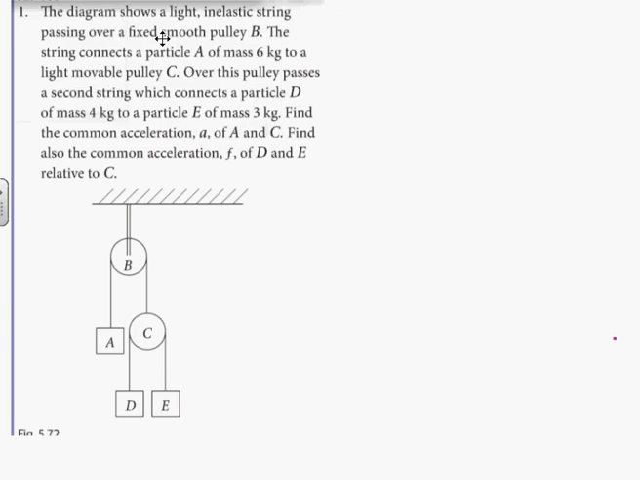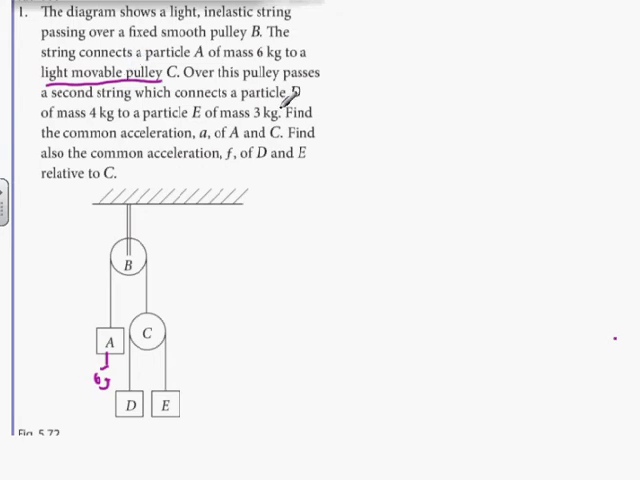The diagram shows a light, inextensible string passing over a smooth pulley. The string connects particle A of mass 6 kilograms, so A is 6 kilos, so 6g going down right here, to pulley C, a light movable pulley. What does that mean about the pulley itself? Its weight is so low that they're just leaving it out.